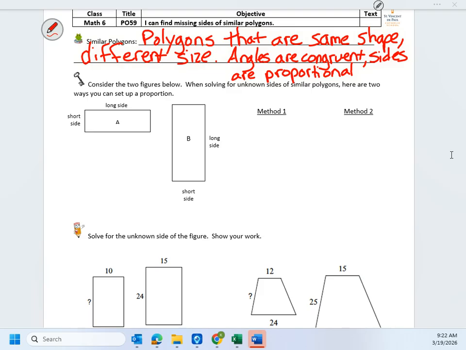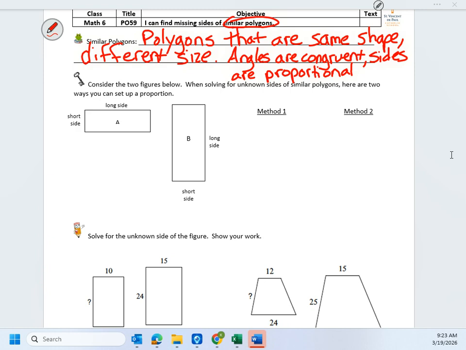In today's objective, we are working always with similar polygons. So it's not going to come out and tell us that they're similar. We just know that they are similar, that they are proportionate, because that's what we're working with. We already know these are proportionate. So we're going to see how we find a missing side of those similar polygons. Now we're finding a missing side.